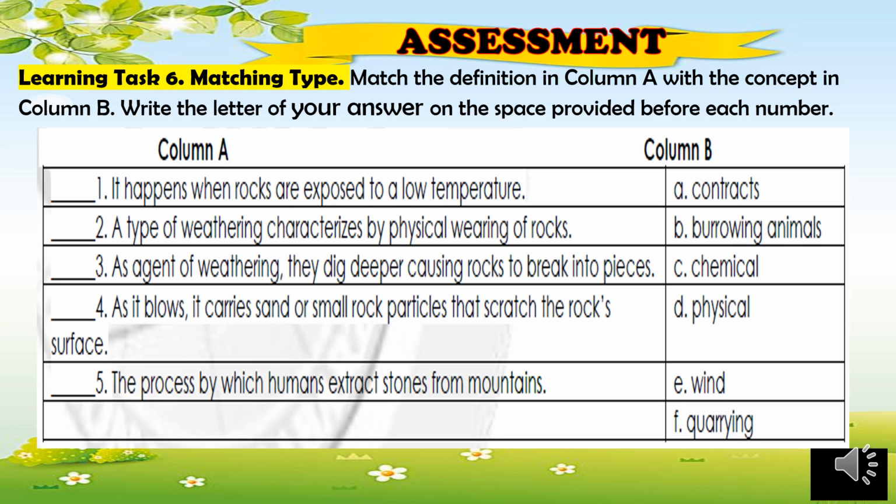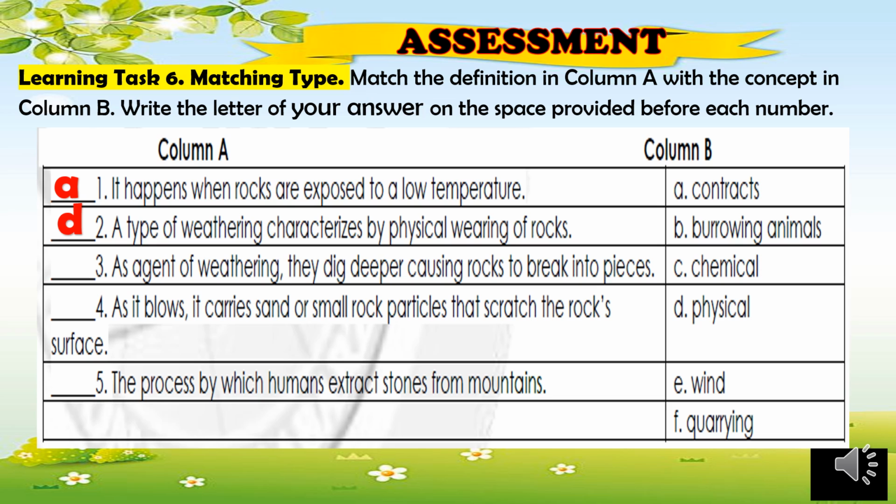Okay, so let us now answer learning task 6 for the assessment. For number 1, it happens when rocks are exposed to a low temperature. The answer is A, contracts. For number 2, a type of weathering characterized by physical wearing of rocks. Is your answer letter D, physical?